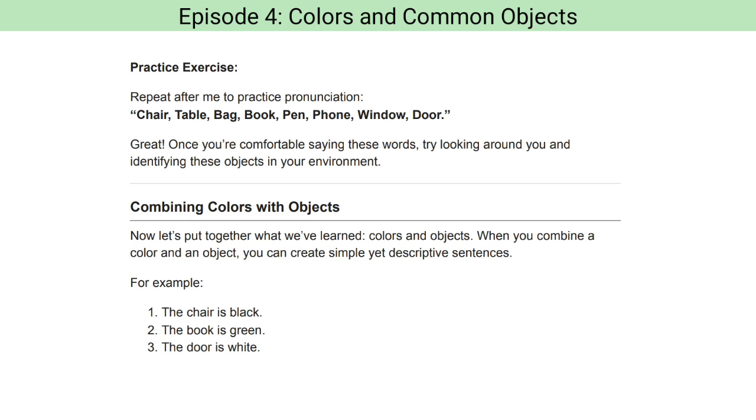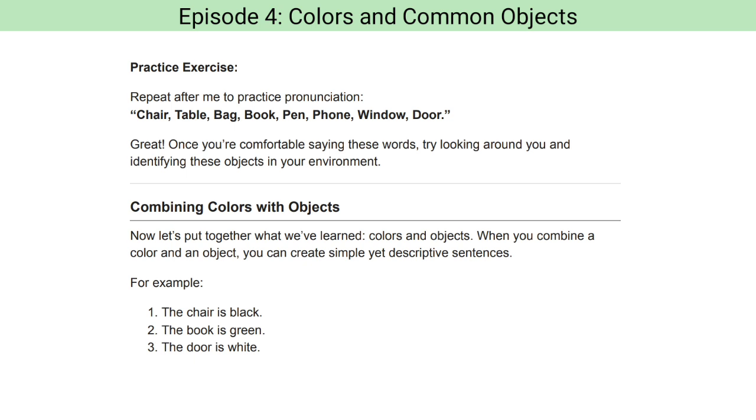Combining colors with objects. Now let's put together what we've learned. When you combine a color and an object, you can create simple yet descriptive sentences. For example, 1. The chair is black. 2. The book is green. 3. The door is white. The formula is the same: the object is color.